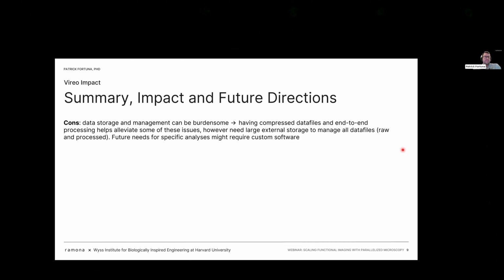So that saves a lot of time, both in terms of how you're storing your data and what you're doing with it afterwards. There might be situations where you need specific custom software because it might not be included within the Vireo system, but the Ramona team have been very open to working with us to figure out how they can include these different analyses within the software directly. So that's been a huge help.